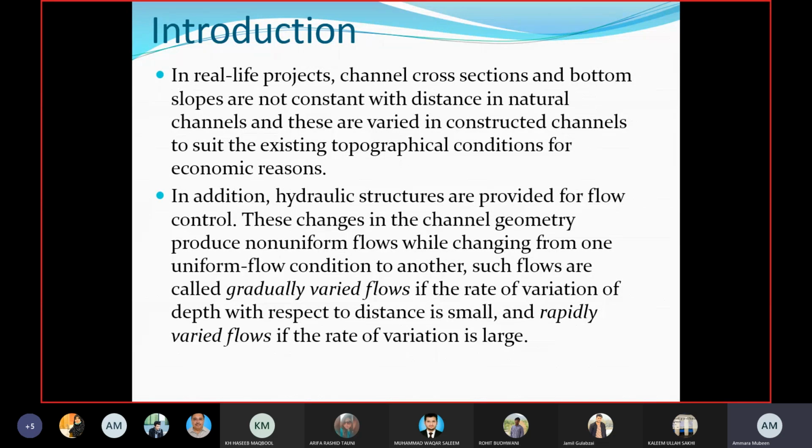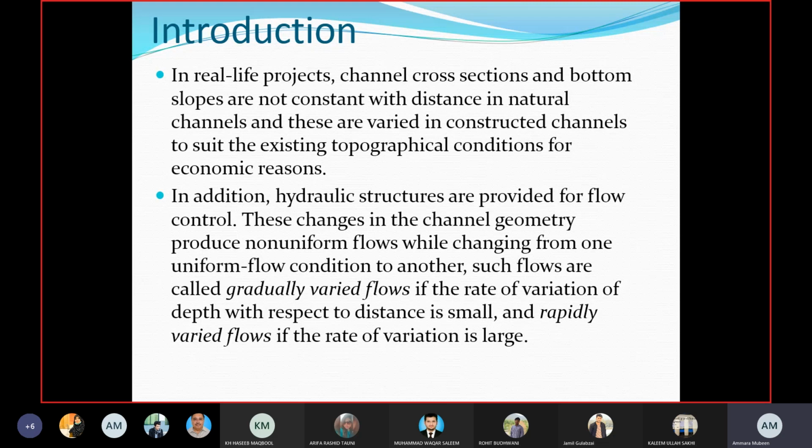in natural channels, and these are varied in constructed channels to suit the existing topographical conditions for economic reasons. In addition, hydraulic structures are provided for flow control. These changes in the channel geometry produce non-uniform flows while changing one uniform flow condition to another uniform flow condition. Such flows are called gradually varied flows.